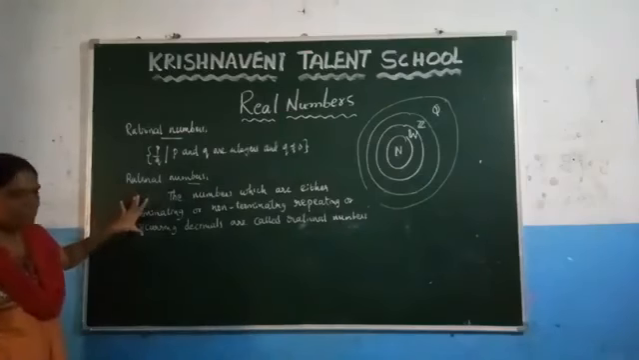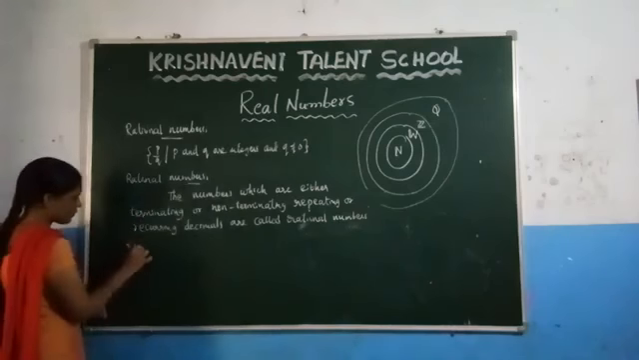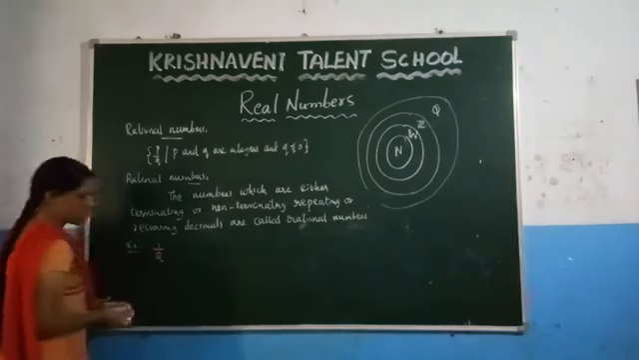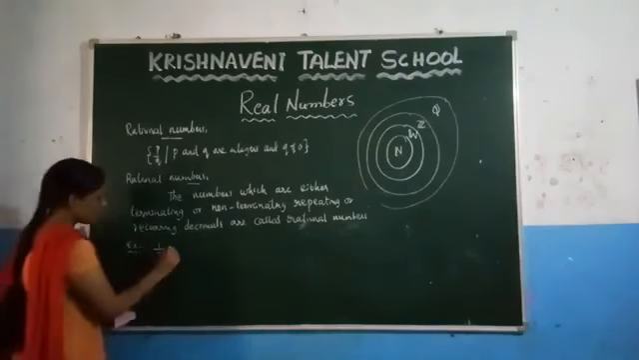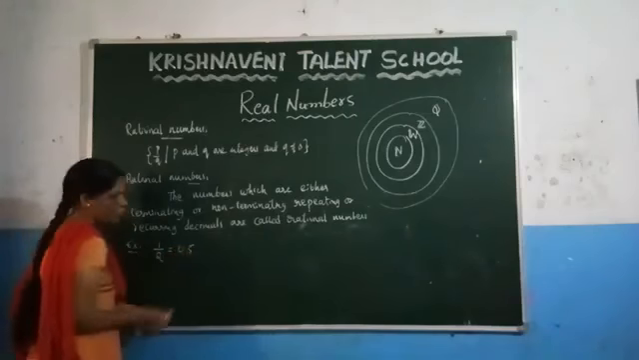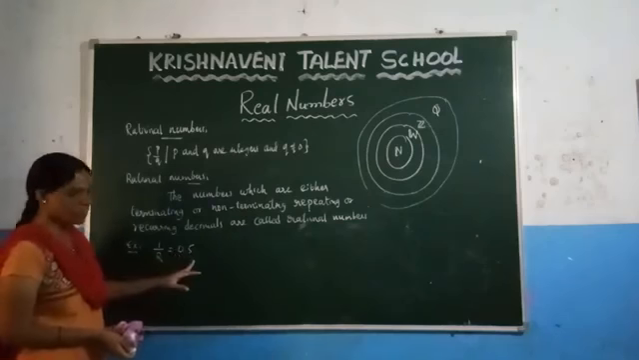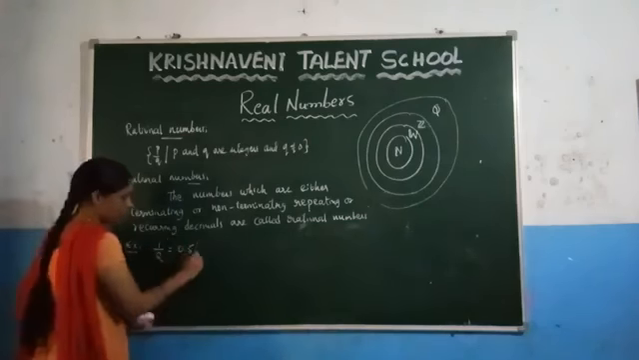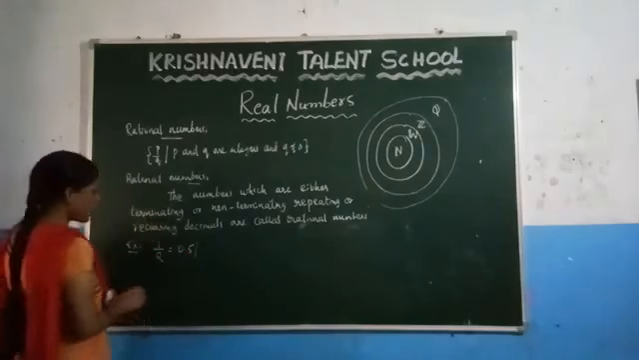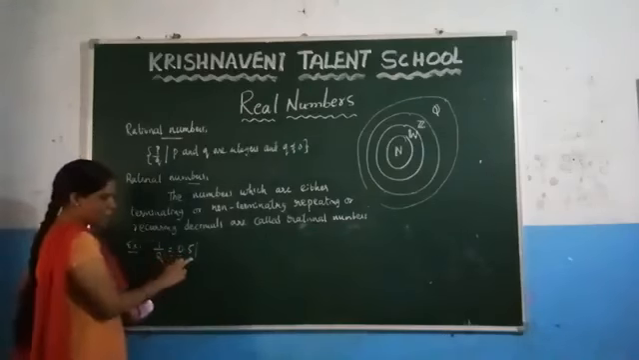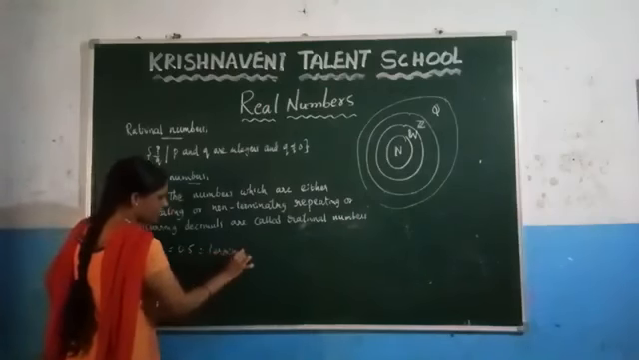To understand this definition, let us consider a few examples. You know that 1 by 2 is a rational number. Here the denominator is not equal to 0. What is the value of 1 by 2? The value of 1 by 2 is 0.5. Here you can observe that after the decimal point it has an end. So the meaning of terminating is nothing but ending. Here after the decimal point it has an end. So we can say that this 0.5 is a terminating decimal.